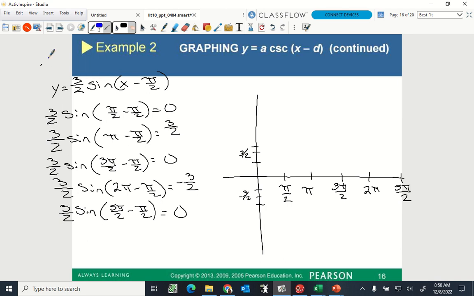And this is the sine function. So starting at pi over 2, it was 0. At pi, it was positive 3 over 2. 3 pi over 2 is 0. At 2 pi was negative 3 over 2. And at 5 pi over 2 was 0. So my graph of the sine wave is right here. And now let's do the cosecant.